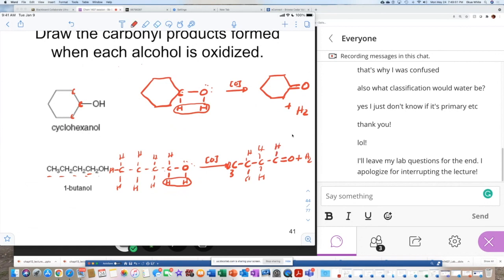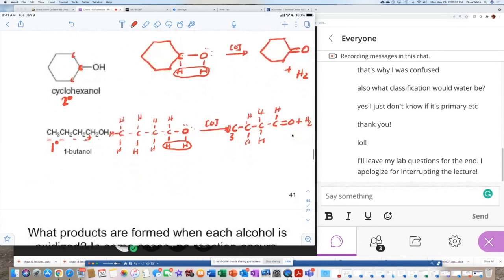Okay. This is the primary alcohol. Sorry, this is secondary. This is the primary, right? Because this alcoholic carbon is attached to one carbon. Because this is primary, it can undergo two levels of oxidation. Oh, no, that's fine. It's okay to ask questions in the middle. Sorry, I need to do a second level of oxidation.